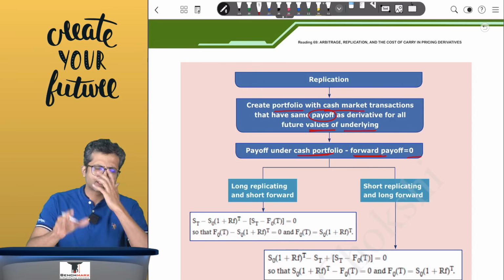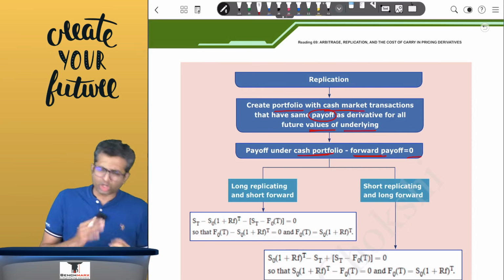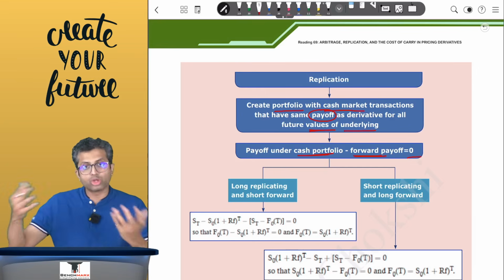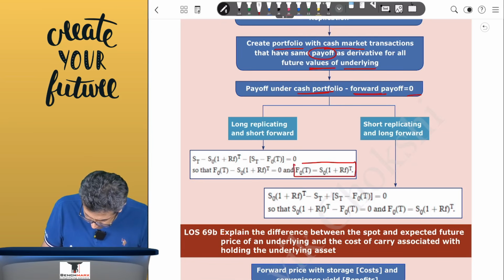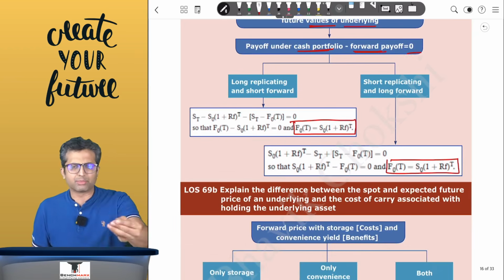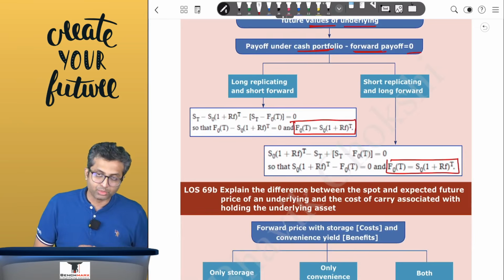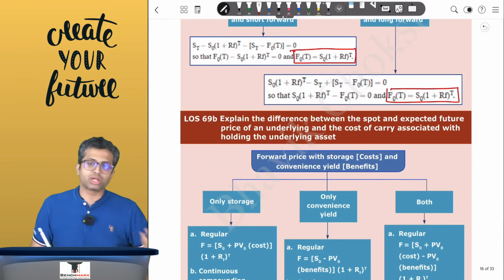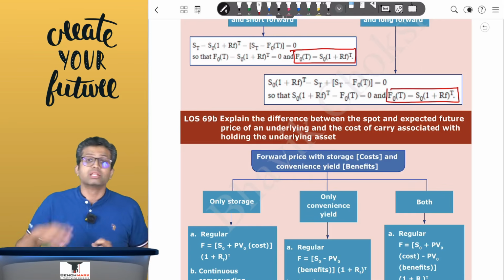Again, there is some discussion and derivation. Ultimately, the formula is the same. Either you look at no arbitrage, which I believe is the easier way, or you look at replication, in which case ultimately you will have the future price equal to the spot price into (1 plus RF). So either you use replication or no arbitrage. I prefer no arbitrage. Ultimately, this is your formula. Now, this is a very simple contract where there is nothing else other than the time value adjustment.